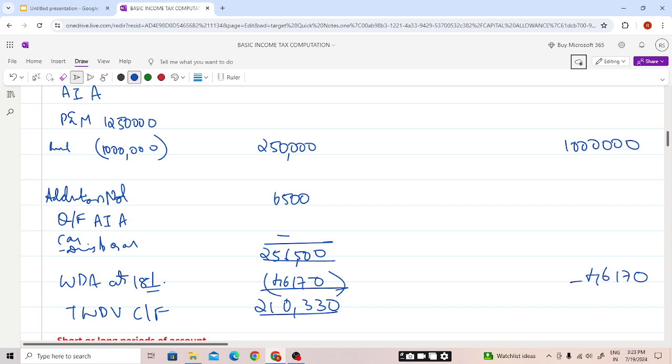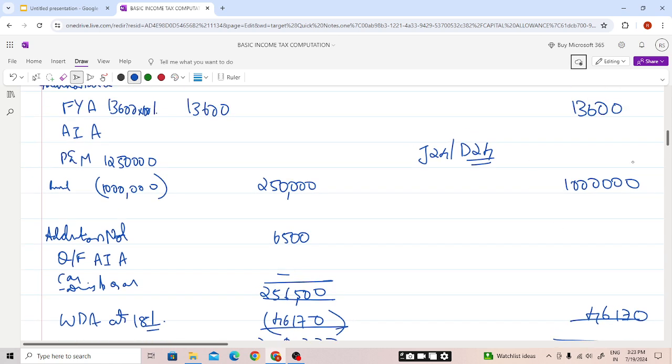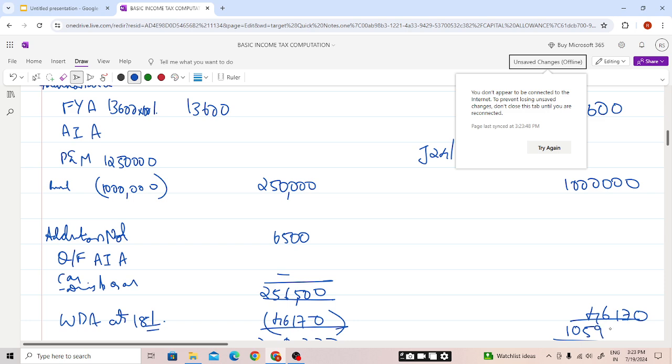So this is the allowance for the accounting period of 24, from January till December 24. So the total of this will be 1,059,770. I hope this is clear.